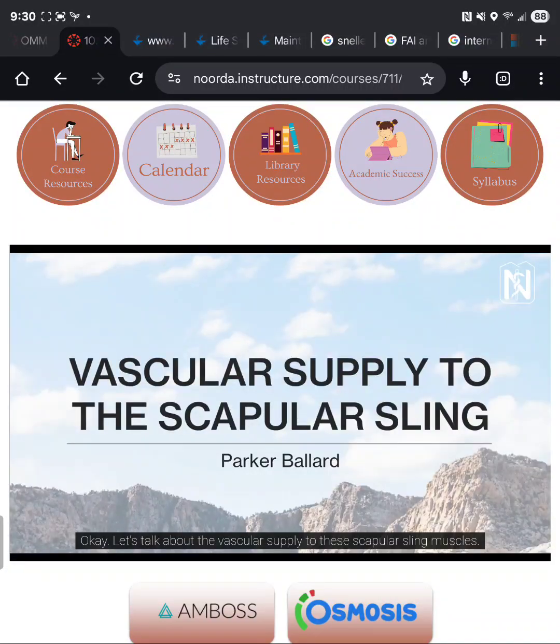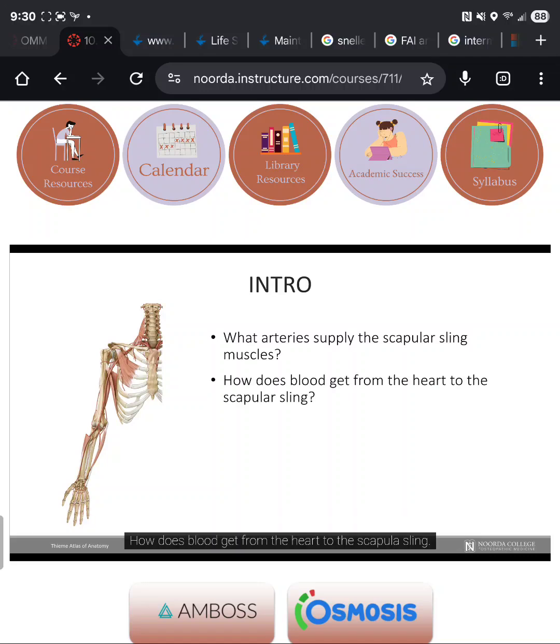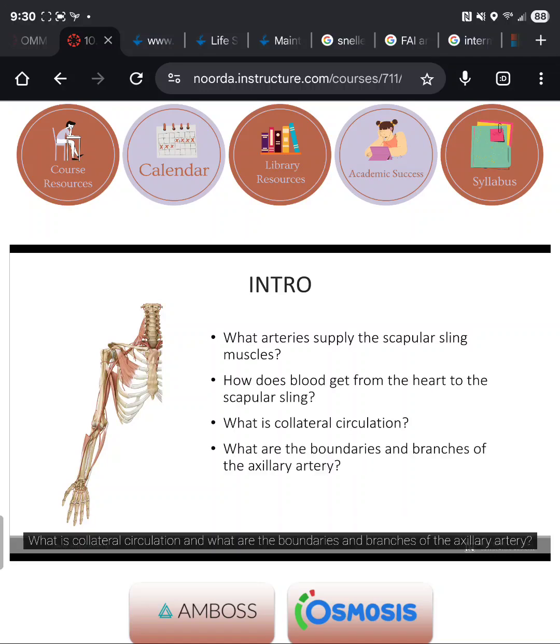Okay, let's talk about the vascular supply to the scapular sling muscles. And as we do, we're going to answer a few questions like what arteries supply the scapular sling muscles? How does blood get from the heart to the scapular sling? What is collateral circulation? And what are the boundaries and branches of the axillary artery?